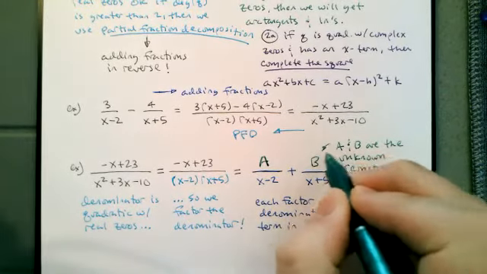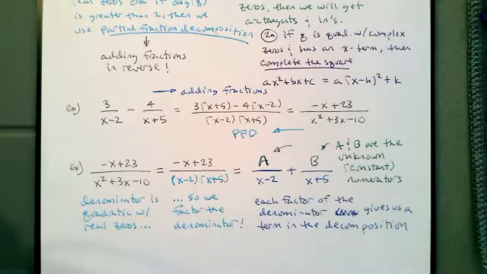So A and B are the unknown constant numerators. Those are what we're looking for. Now all we need to do is solve for A and B.